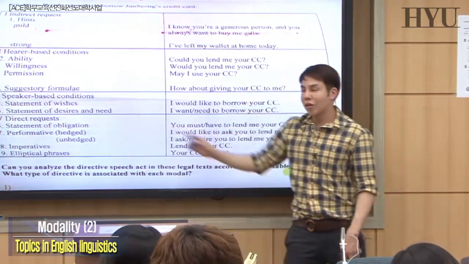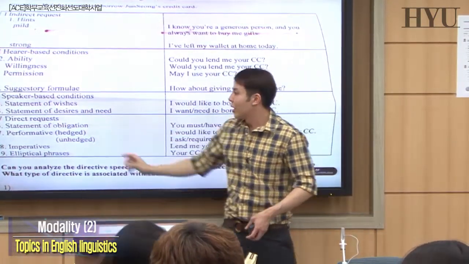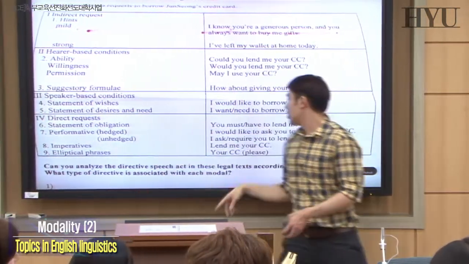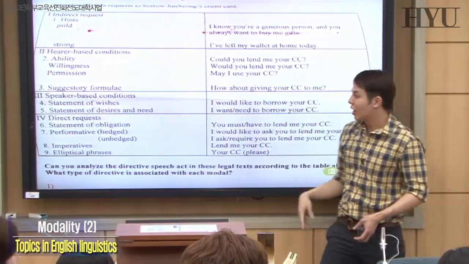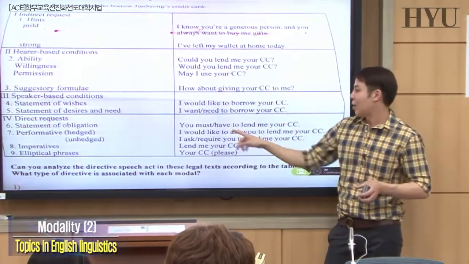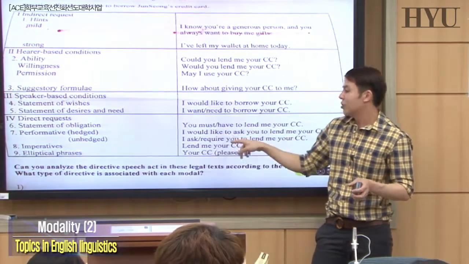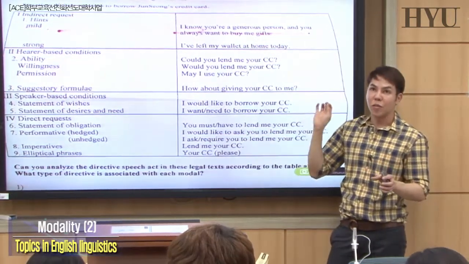Or you could do a direct request. The most direct, the most straightforward, might be a statement of obligation. You have to lend me your credit card, and so on. Performative, you name the act. I would like to ask, so you name it. I'm asking. I ask or I require you, so that's what we call performative, right?